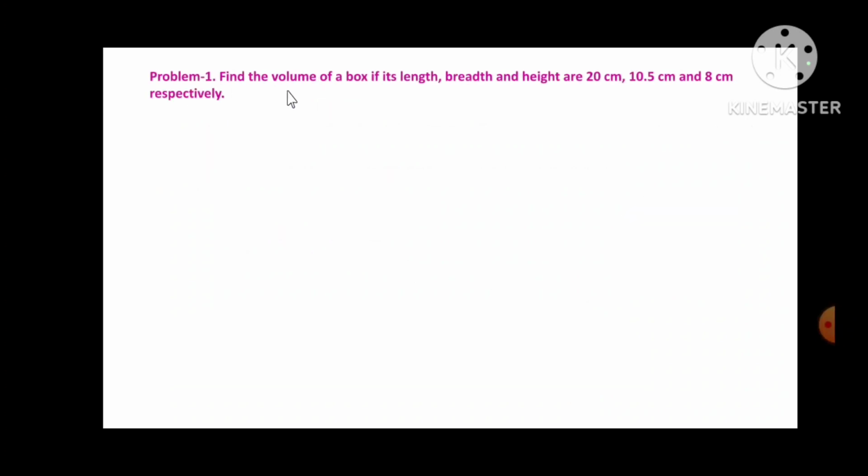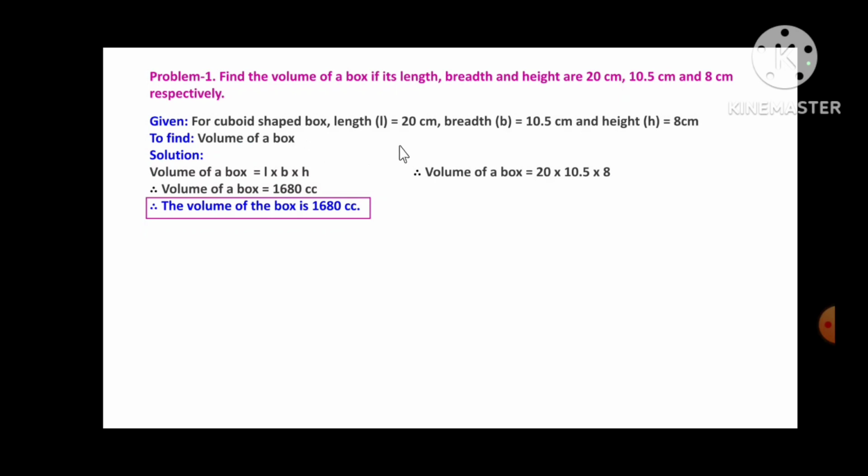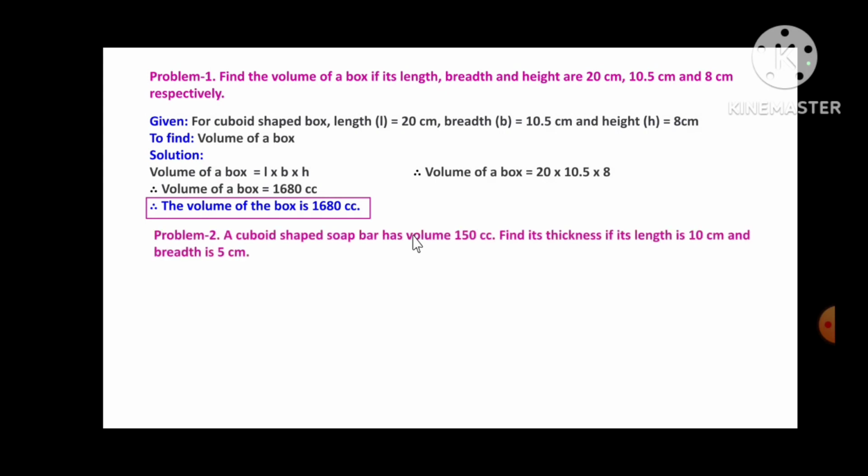Number 1, find the volume of a box if its length, breadth and height are 20 cm, 10.5 cm and 8 cm respectively. Friends, here it is given that length L is 20 cm, breadth B is 10.5 cm and height H is 8 cm. Here we have to find the volume of this box. The volume of the box can be written as L into B into H. Now put the values: volume of the box is equal to 20 into 10.5 into 8. The product is 1680 cc, that is cubic centimeter. So the volume of the box is 1680 cubic centimeter.